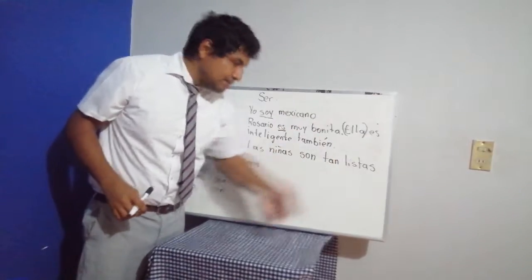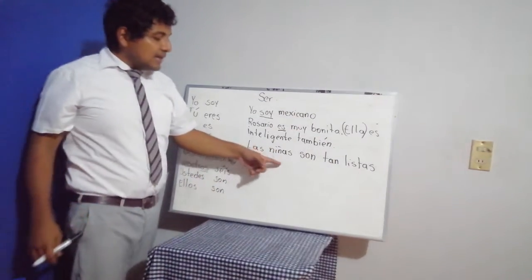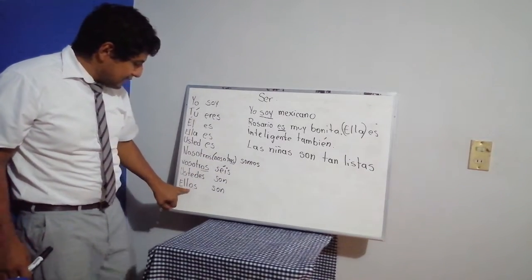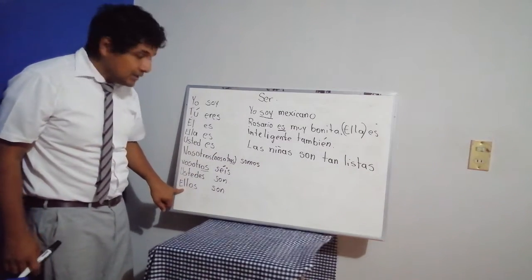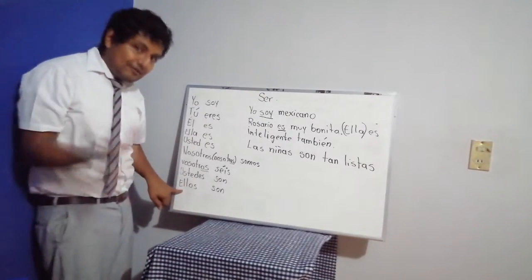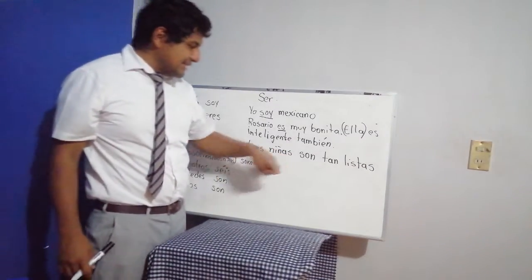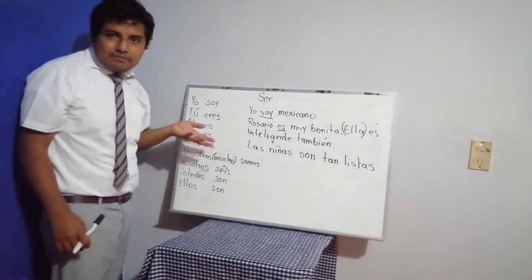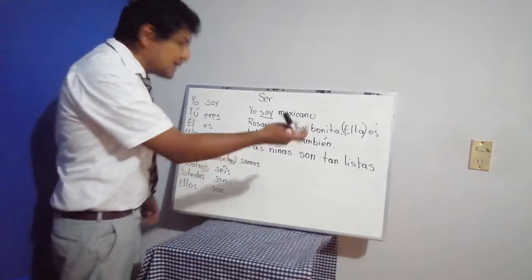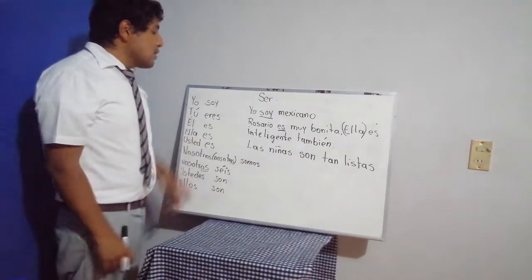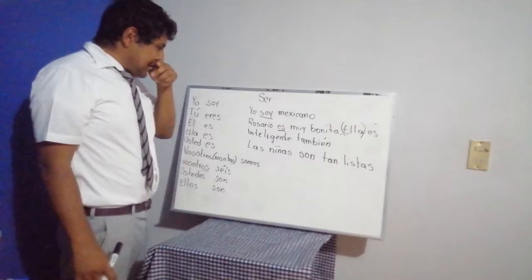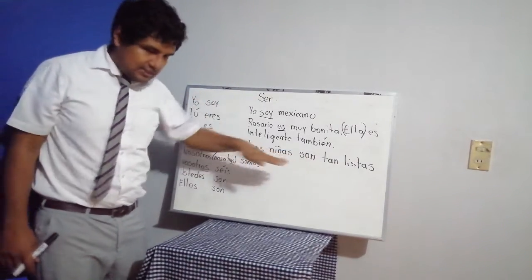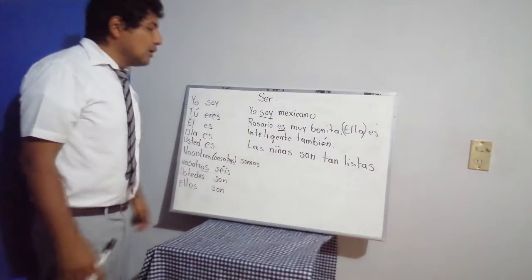Something that we are going to learn later. In this case, it's son, and we are talking about ellas. Well, here it's ellos, but remember, you can say ellas as well, the feminine. So we're talking about las niñas son tan listas. Listas means clever, smart. That is listas, listo. Also listas could mean ready, but not in this case. In this case, it's not ready. The translation is smart.